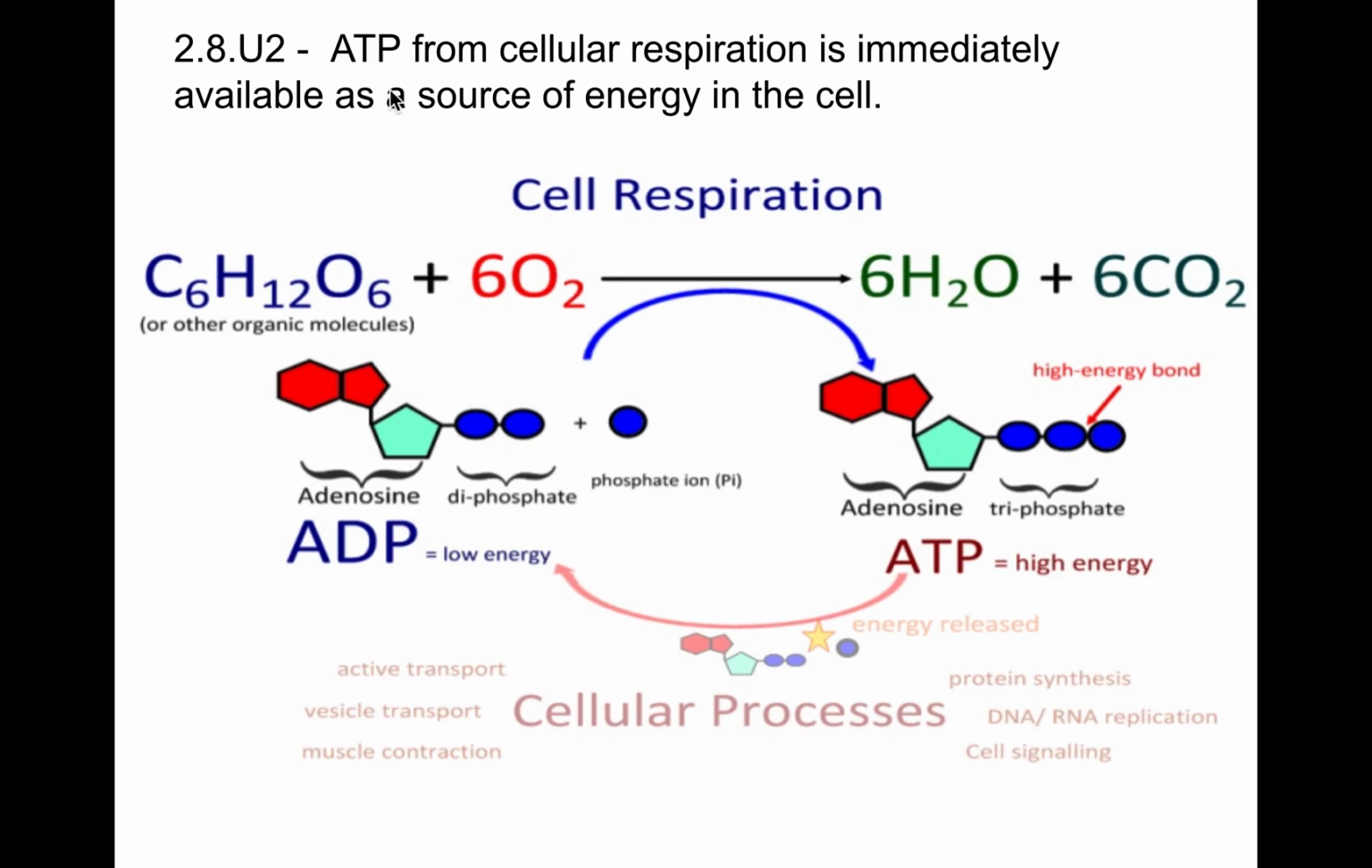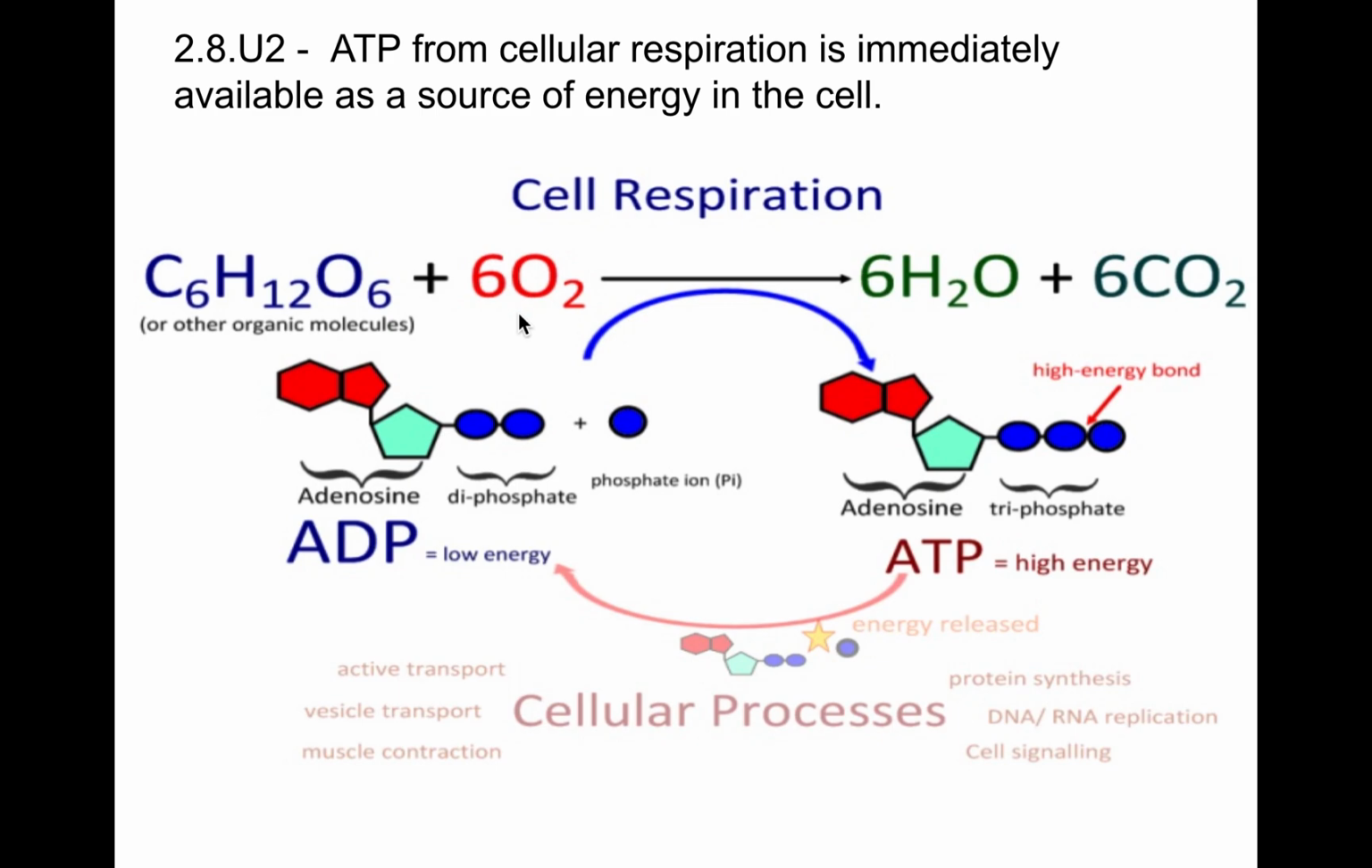So ATP from cellular respiration is immediately available as a source of energy in the cell. As soon as we start eating and breathing oxygen, those two things together tell our body it's time to start producing energy from this food, breaking it down and creating something. It's hydrolyzing it. It's a catabolic reaction.